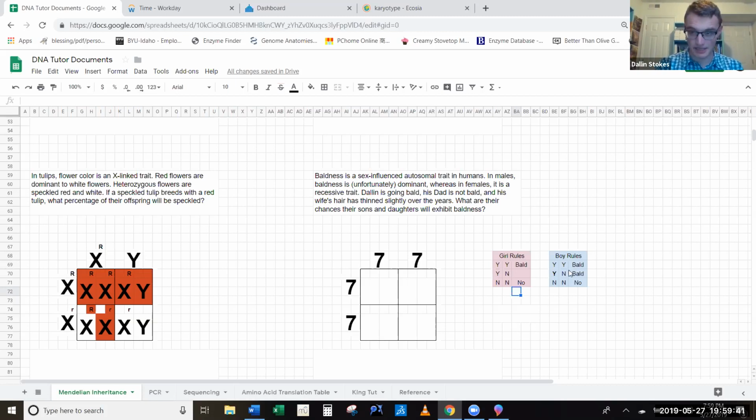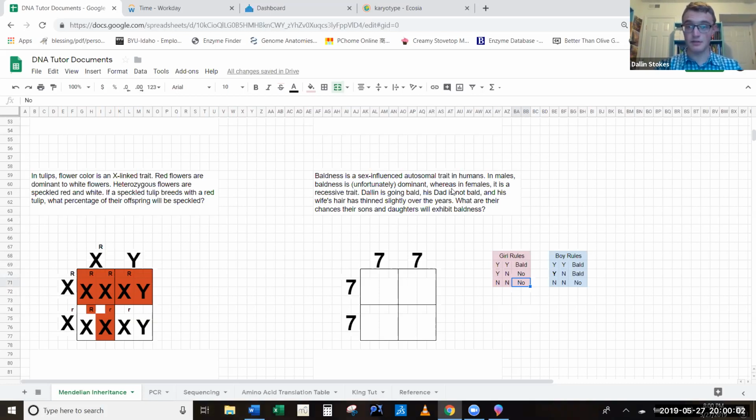Testosterone picks yes when given a choice. Estrogen picks no when given a choice. And that's where the difference comes in. So here, estrogen is given a choice, yes or no. Up here we were told estrogen prefers no. So this will be not bald for females.